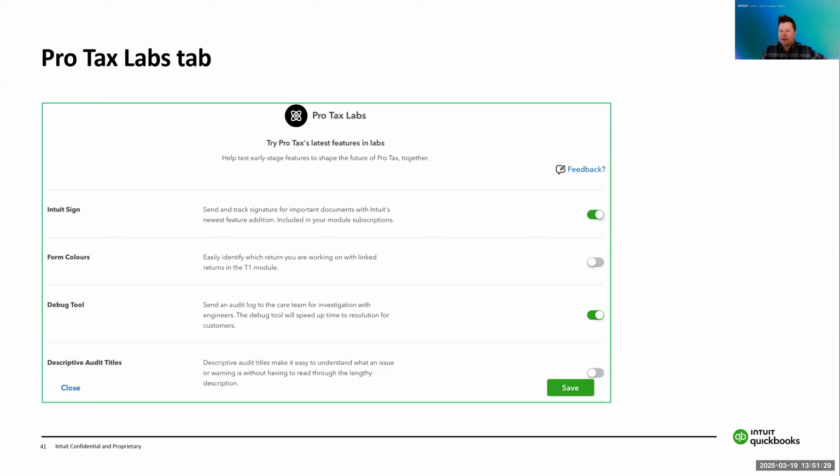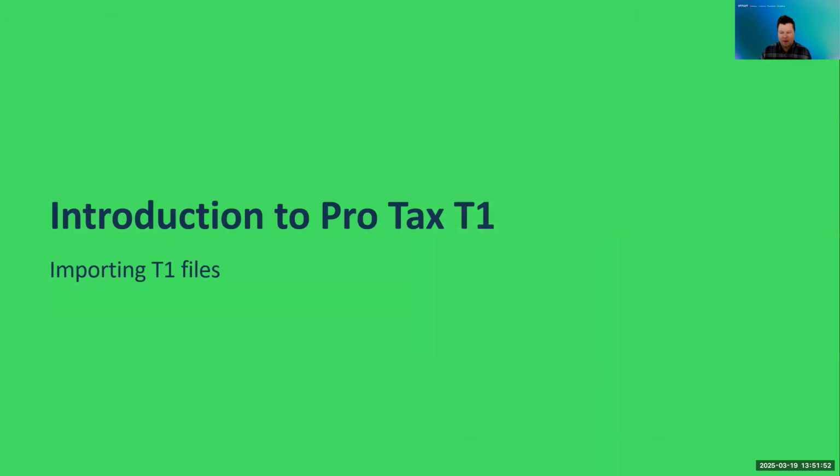ProTax Labs are the features that aren't necessarily yet released, and they're still in beta format. That allows you to test those things out. Something that I like, the form colors here. If you're dealing with spousal tax returns, then you can have one spouse's return as a different color than the other's, so you can easily toggle back and forth between them, and you just have a good visual indicator there.